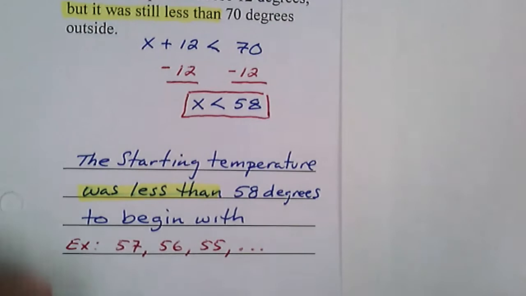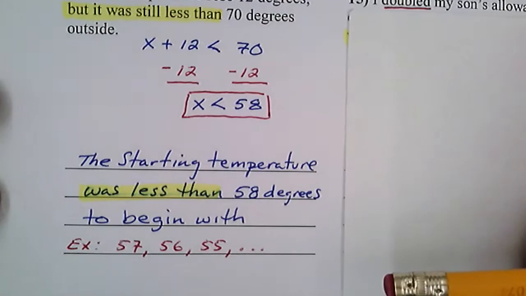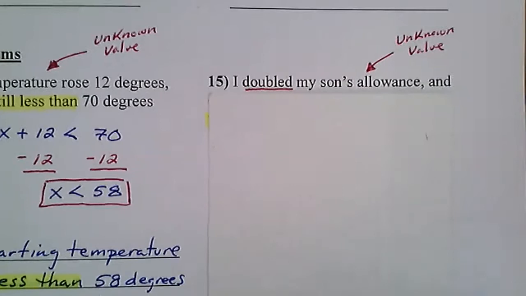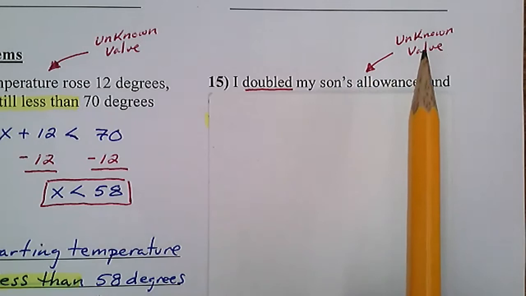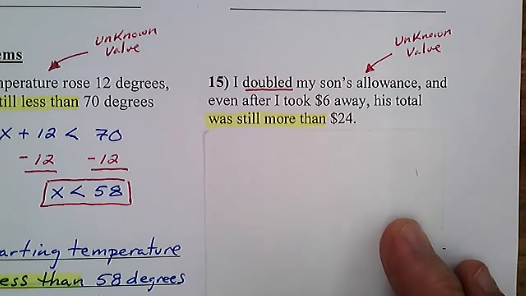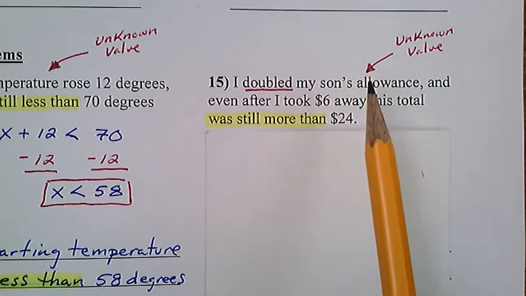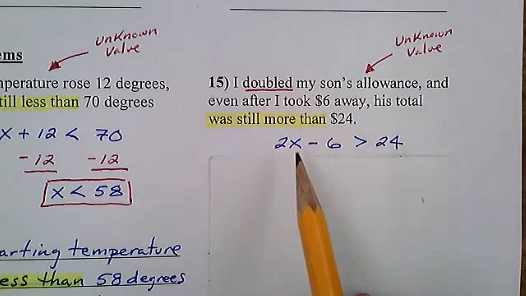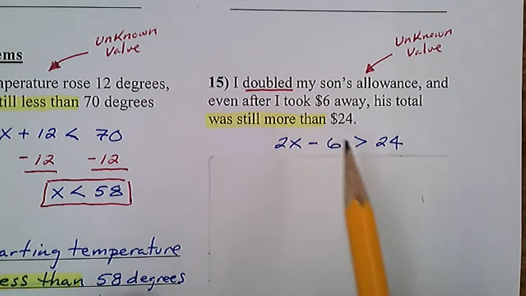All right, one more example problem. Number 15: I doubled my son's allowance. It doesn't tell us what the allowance was, so that's our unknown value. I doubled my son's allowance, and even after I took $6 away, his total was still more than $24. We don't know the allowance, but we know we doubled it, then took $6 away, and it was still greater than 24.